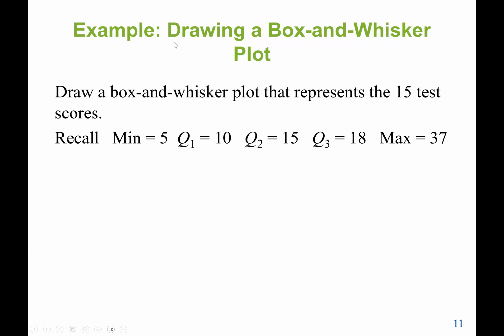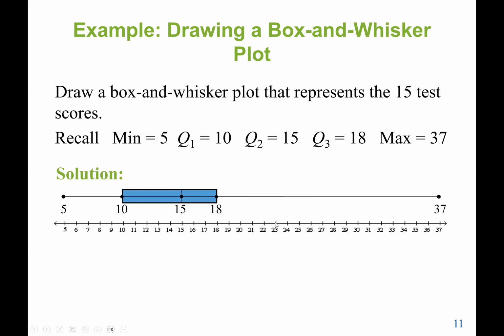So we have an example here. They say we should draw a Box-and-Whisker plot. And here they give us the minimum value to be 5. The Q1 is 10. Q2 is 15. Q3 is 18. And the maximum value is 37. This is the same as the first example, the test score of the 15 employees.